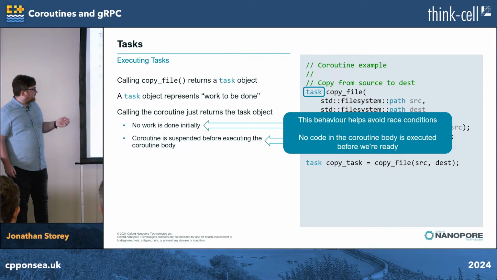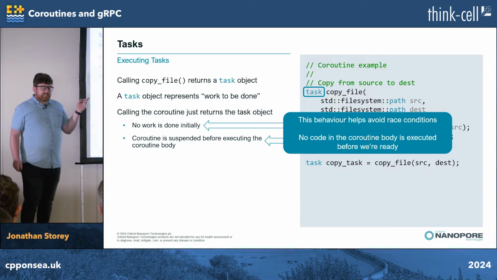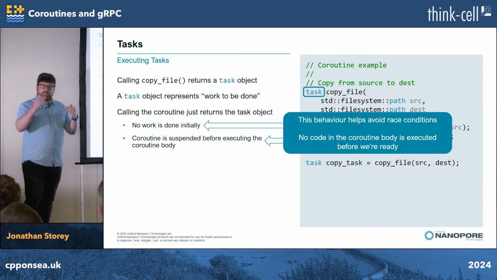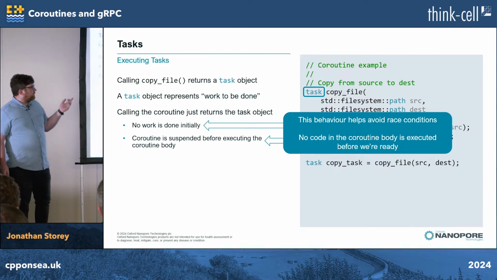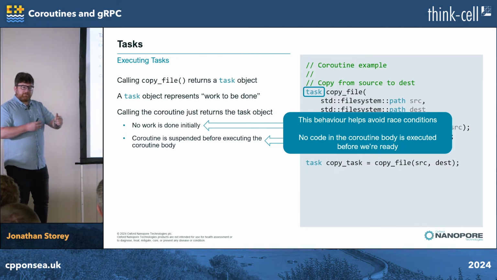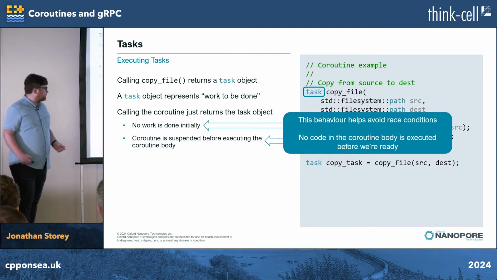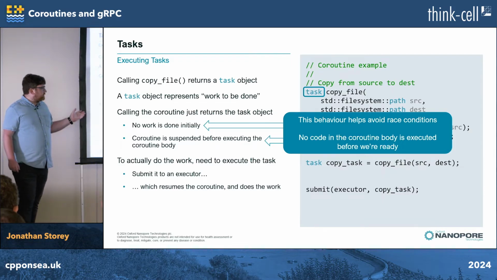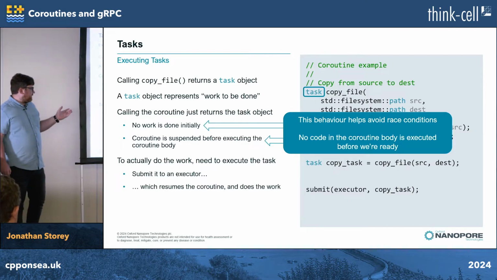And that turns out to be really useful to avoid race conditions or destruction, exception safety, because no code in the coroutine body is executed before we're ready for it to be executed. So you do all of your setup and then start running your asynchronous code. To actually do the work, we need to execute the task, and typically you'd submit it to something called an executor, which sounds very fancy.